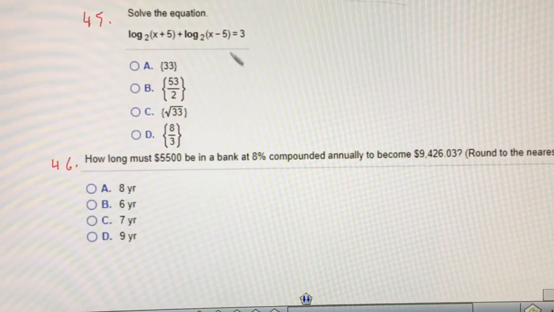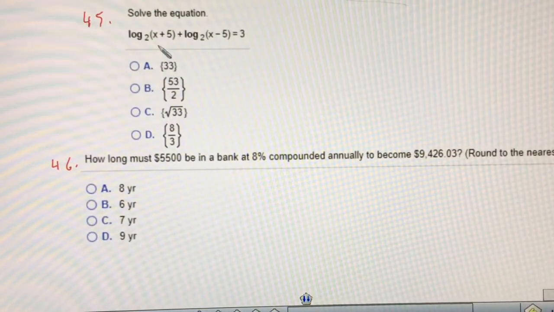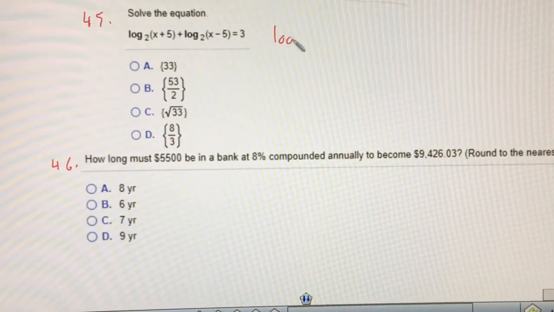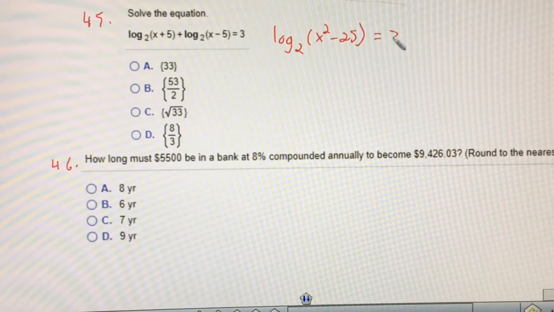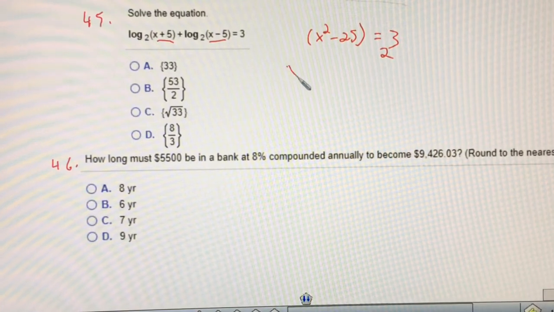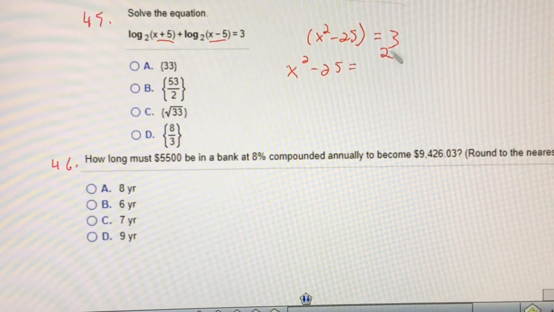45, you should know how to enter it in the calculator. Right now, I'm going to actually do it by hand instead of using the calculator. So the plus means I multiply. That's going to give me log base 2 of x squared minus 25 equals 3. All I did was multiply this times this. Now the log leg is going to kick that 2 over and push up to 3. So that's going to give me 2 to the third, which is 8. So x squared minus 25 equals 8.